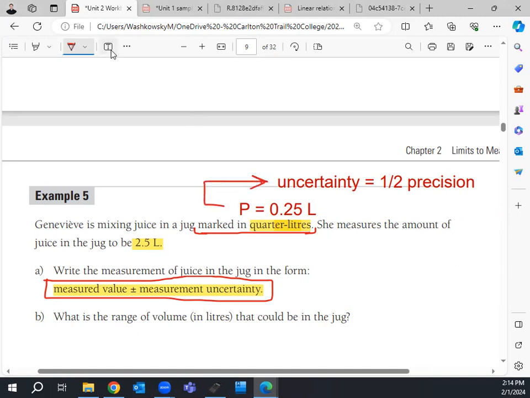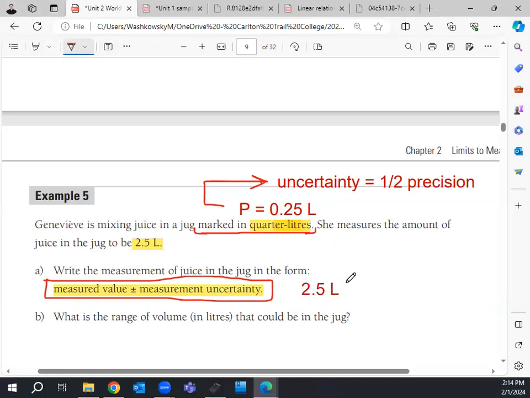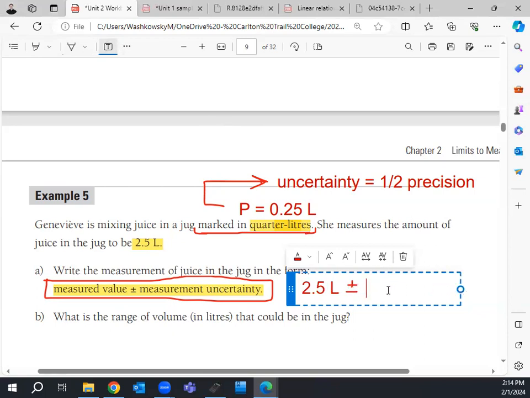my uncertainty. So let's answer this question in the form it wants us to do. What's my measured value here? How much juice is in the jug? Well, the amount of juice in the jug is 2.5 liters, right? So it's 2.5 liters of juice in the jug. But it wants it in the form of, this is our measured value, 2.5 liters plus or minus our measurement uncertainty. What's my uncertainty again? Half my precision. So I would take half of 0.25, which would give me 0.125 liters.